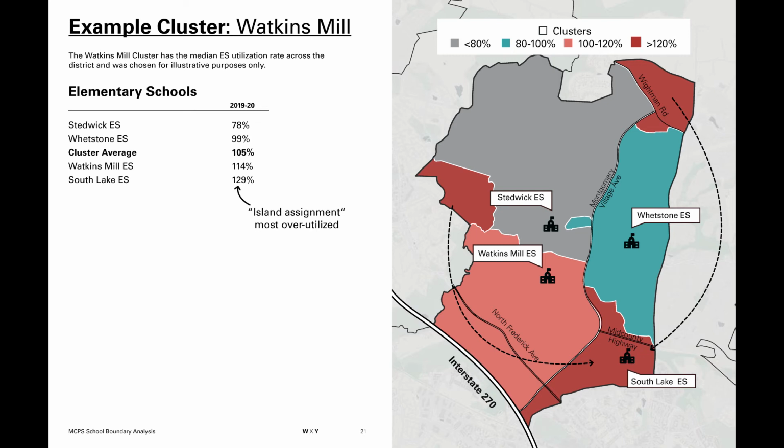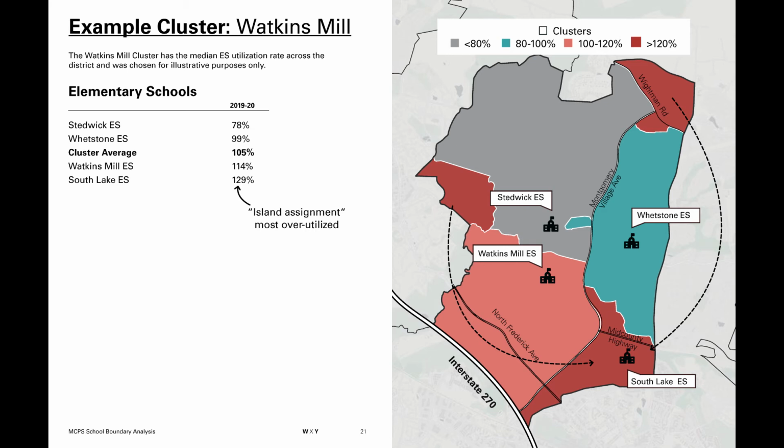diversity and proximity. Today we'll be looking at Watkins Mill, which has a cluster average utilization rate of 103%, which is very close to MCPS's target range. However, within that one cluster, there is a range of school capacities from underutilized at 78% to overutilized at 129%. That means in the overutilized school, there are 29% more students than there are seats or resources.